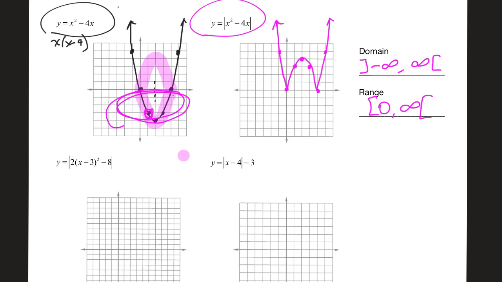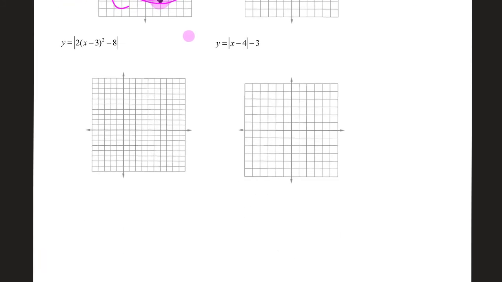Okay, let me scoot this up. Okay, so this stuff in here is a parabola. It has a vertex at 3, negative 8. 1, 2, 3, 1, 2, 3, 4, 5, 6, 7, 8. And it's twice as tall as a regular parabola. 1, 2, 3, 8. And then 16 for the next one. No. 18. So I think it ends up being at the top, right here.